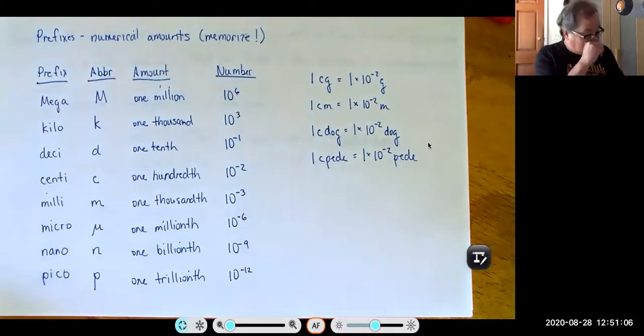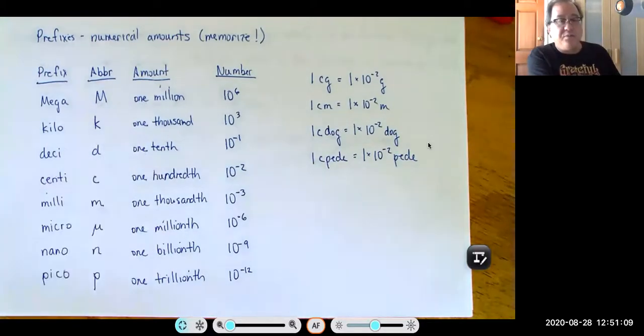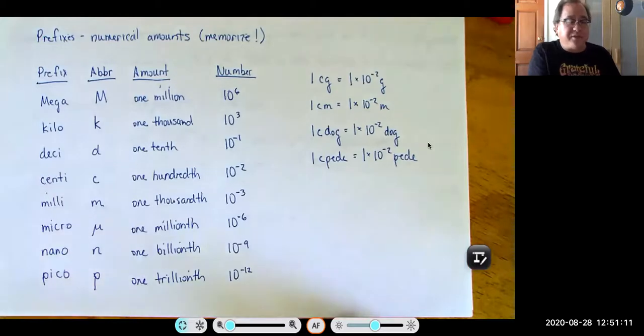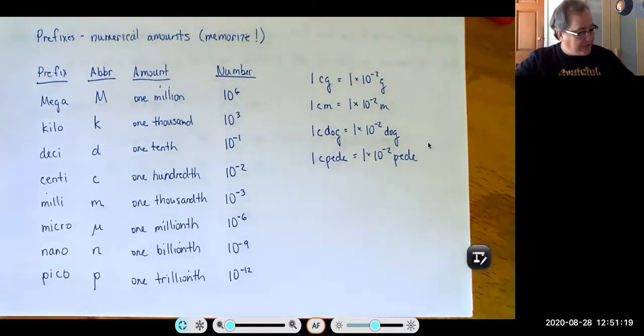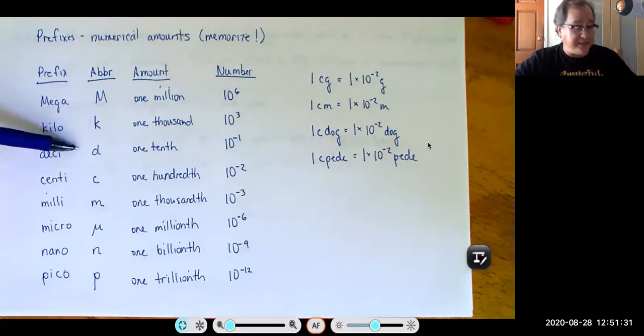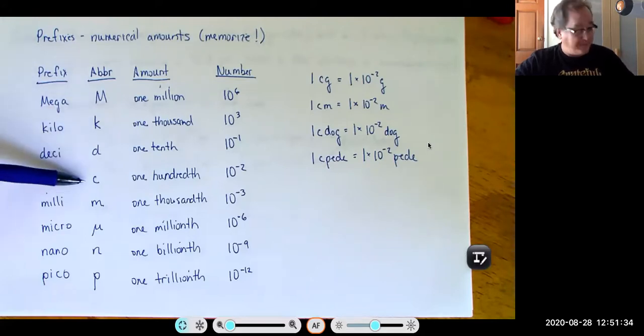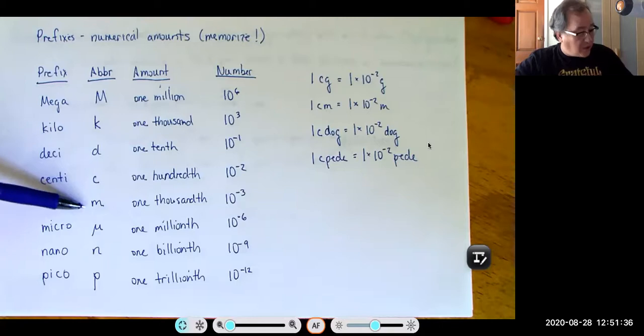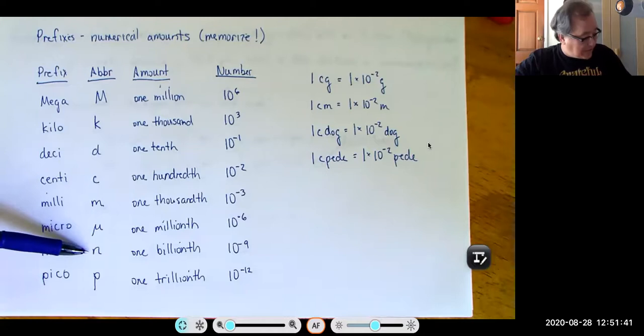Here's something else that you want to memorize, prefixes. These are numerical amounts. And the prefixes I want you to memorize, I've cut the bigger one off out of the book and the smaller one off out of the book, but I'd like you to know these: the mega, the kilo, the deci, the centi, the milli, the micro, the nano, and the pico. Their abbreviations are as follows: an uppercase M, lowercase k, lowercase d, lowercase c, lowercase m, lowercase mu, which is a Greek letter, and lowercase n and lowercase p.